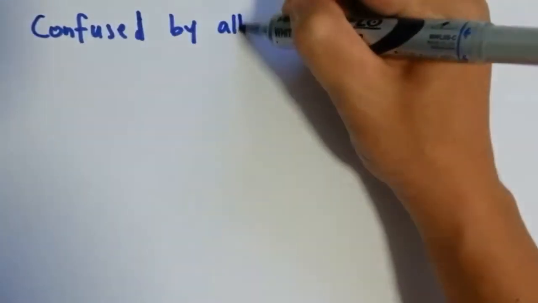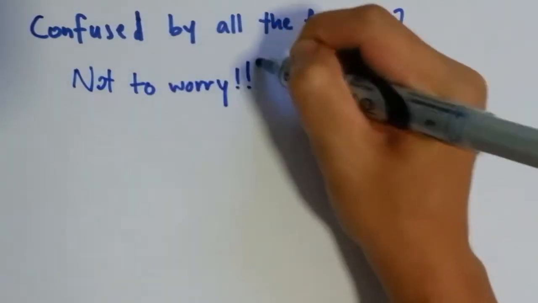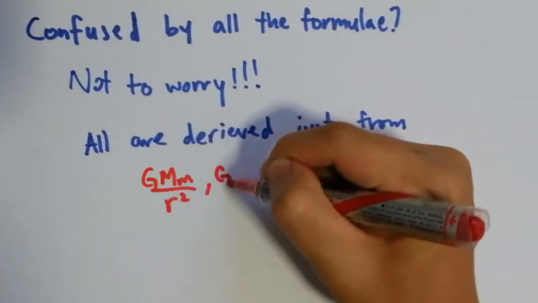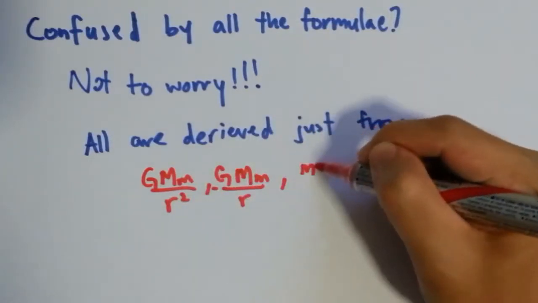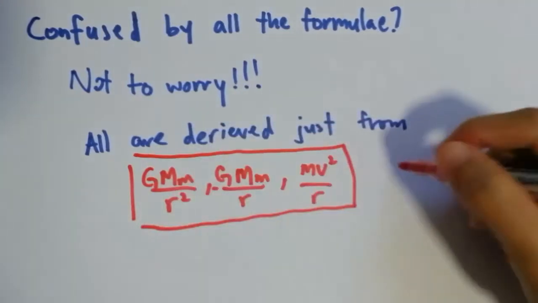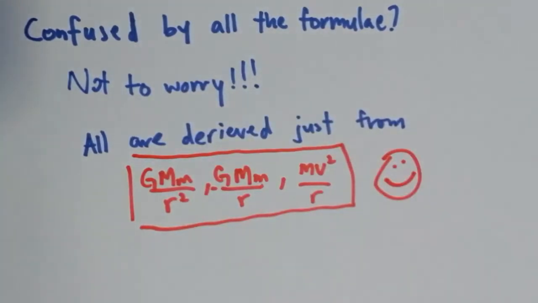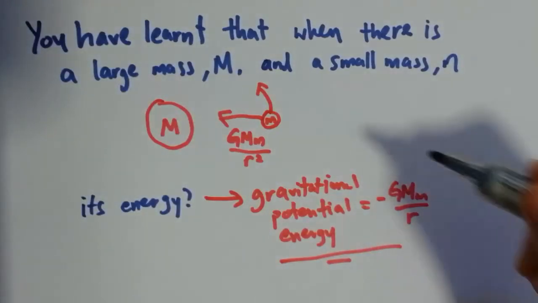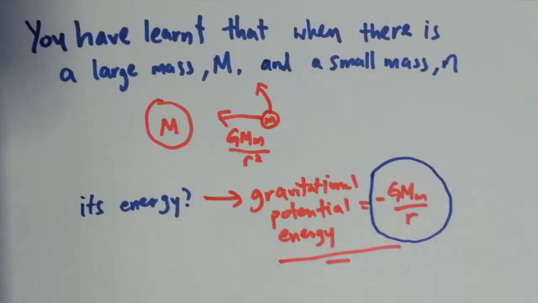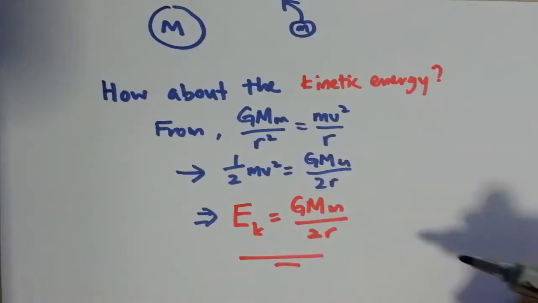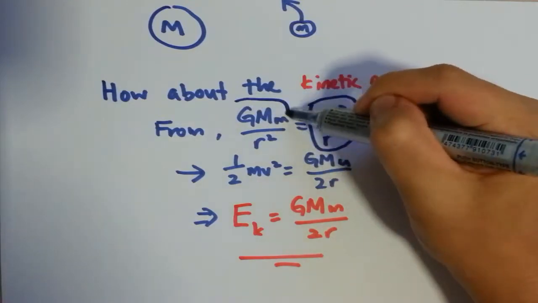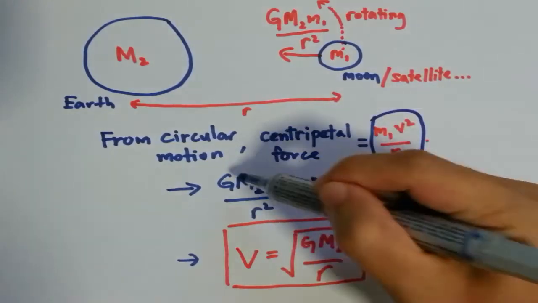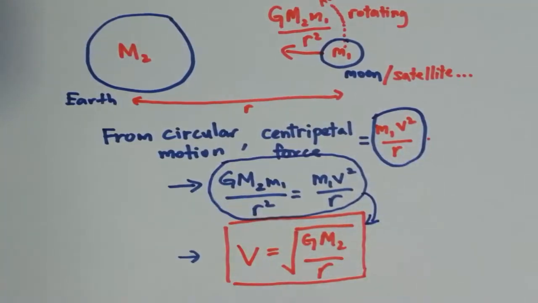Confused by all the formulas so far? Not to worry. All of them are derived from GMm over r squared, minus GMm over r, and mv squared over r, which all of you have learned before. If you don't believe me, we can review these formulas. The gravitational potential energy is simply minus GMm over r. The kinetic energy is derived from GMm over r squared and mv squared over r. This is the same for the velocity of the mass.